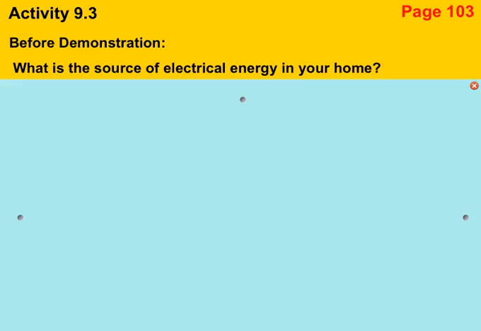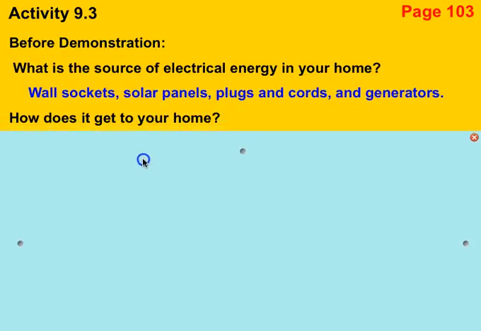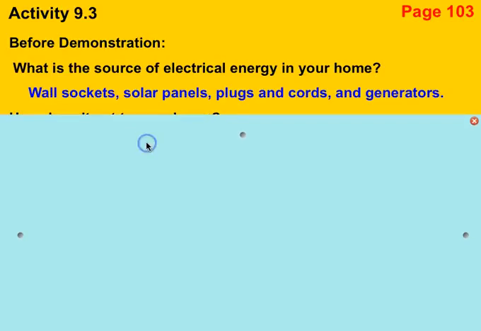Now, before we do any demonstration, what is the source of electrical energy in your home? So think about this. If you're in your house, when you flip on the switch, a lot of people say the outlet or the light switch, the wires, the walls. Well, not really. Even though wall sockets, solar panels, plugs, cords, and generators are where you get your energy from in your house, we have to look at something much deeper.